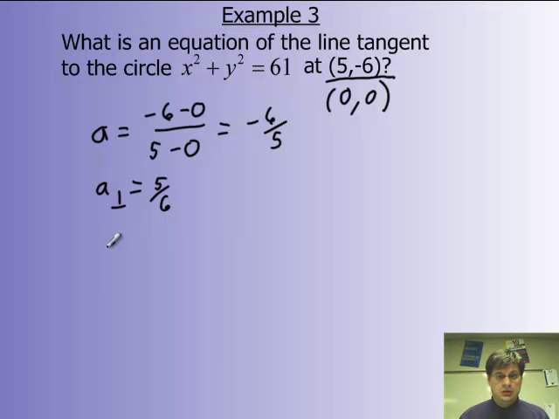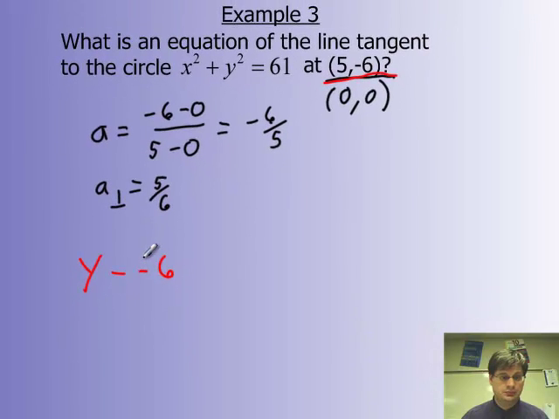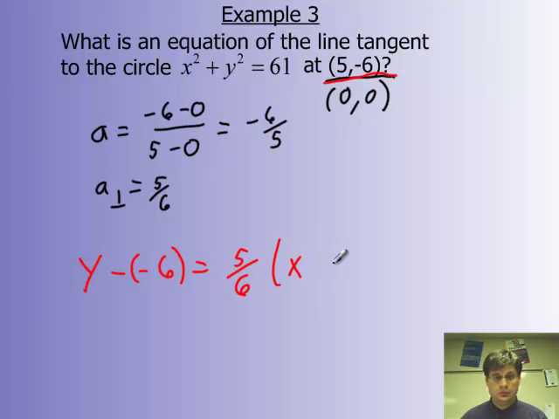So now that we have the slope and we have a point that's on the line, we can use point slope form and find the equation of the line. So it's been a while since we've used that, but it's going to be y minus y sub 1 equals a, in this case 5/6, times x minus x sub 1, minus 5.